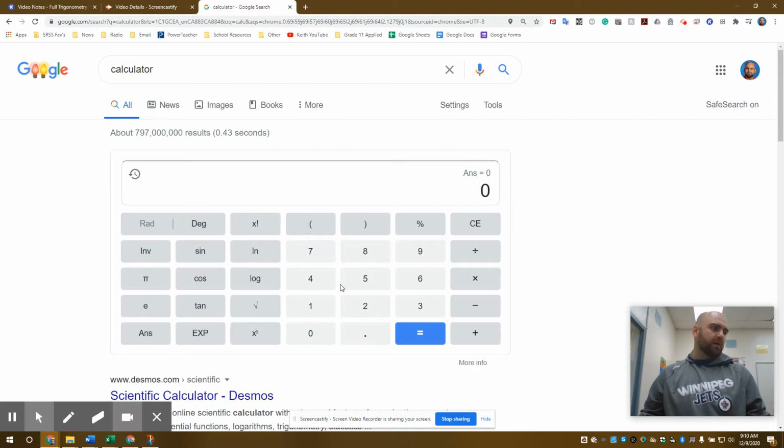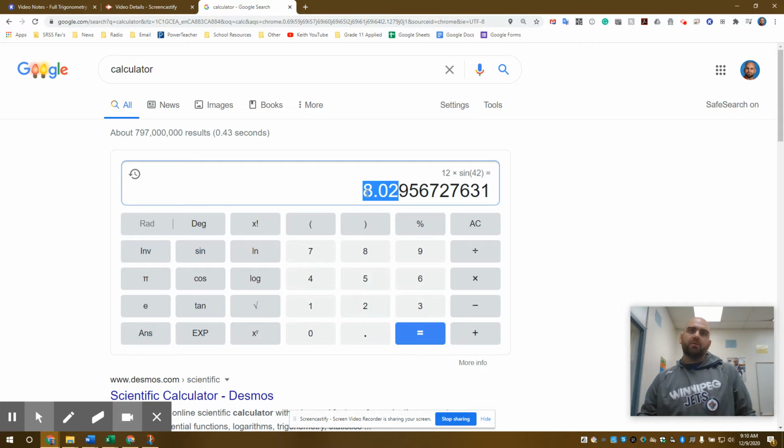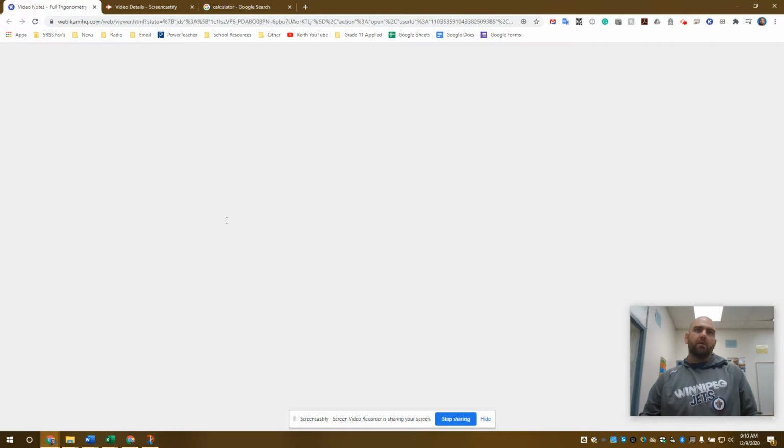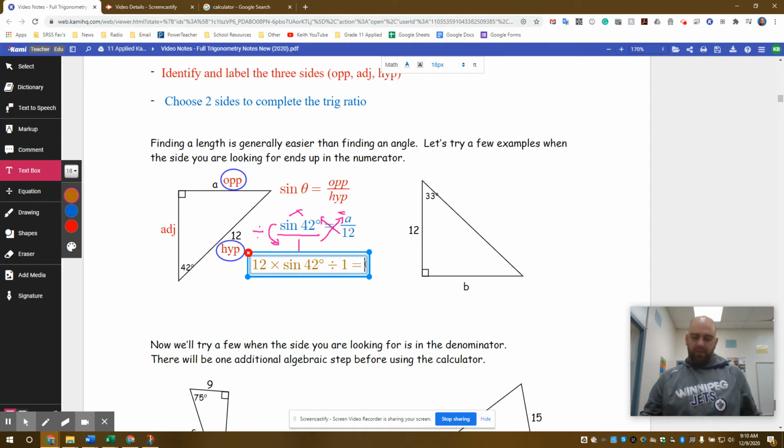Now I'm going to pull up my calculator right here. And so to do this, I'm going to do 12 times sine of 42 equals. And I got an answer of 8.03. Remember, use 2 decimal places. And because this is a number 5 or higher, we're going to round it up to a 3. So our answer is 8.03.